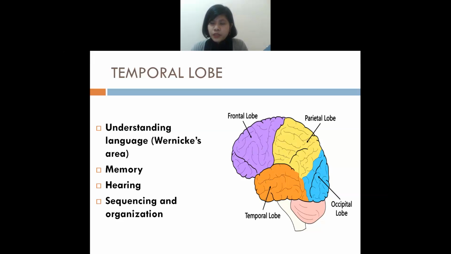Next is sequencing and organization. Sequencing and organization means what? You will be able to do things in sequence, means in an orderly way, in a very organized way.